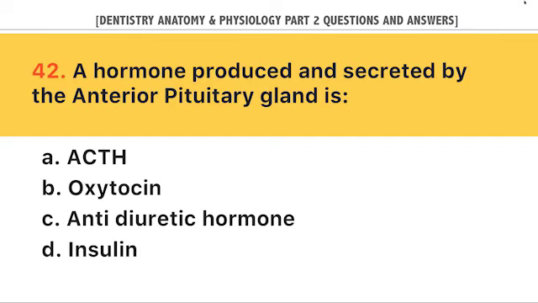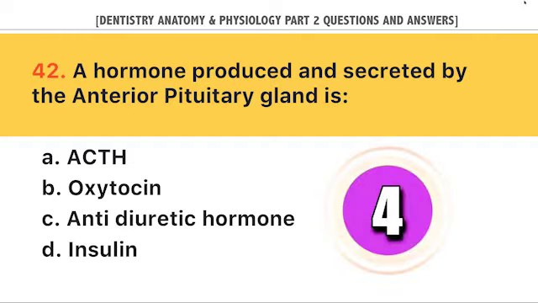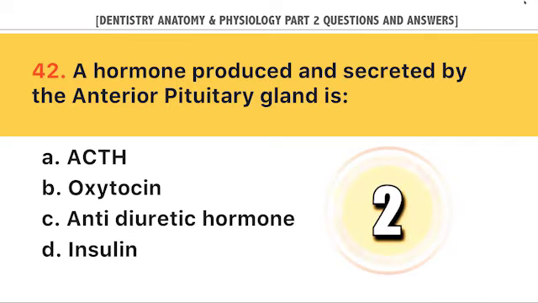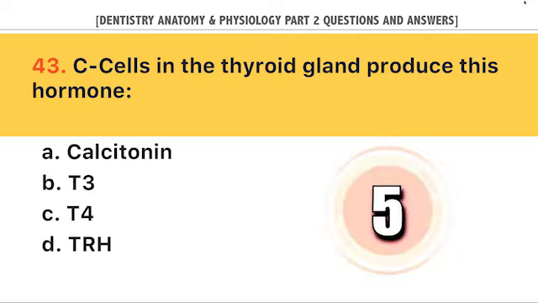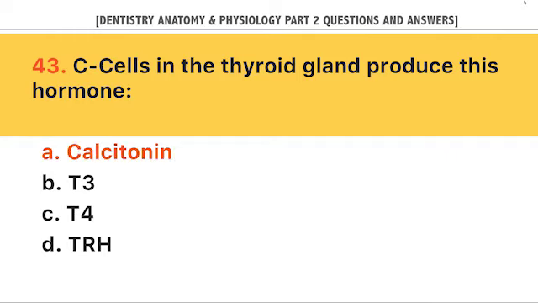A hormone produced and secreted by the anterior pituitary gland is A. ACTH, B. Oxytocin, C. Antidiuretic hormone, D. Insulin. Answer A. ACTH. C cells in the thyroid gland produce this hormone: A. Calcitonin, B. T3, C. T4, D. TRH. Answer A. Calcitonin.